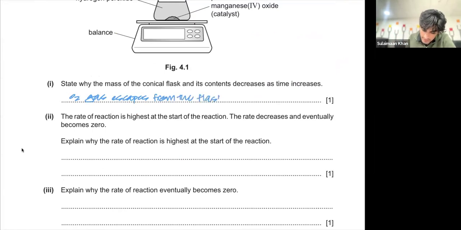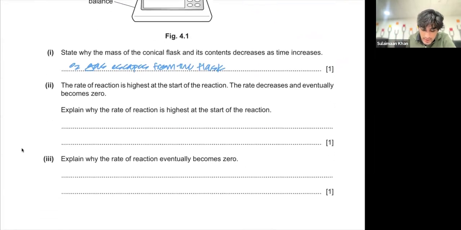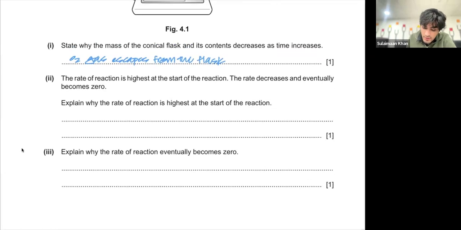You should read the questions yourselves outside too. Okay, I'll write it. The rate of reaction is highest at the start of the reaction. Why is it highest? Because at the start you have the maximum concentration of reactant particles, which means more collisions, the frequency of collisions increases, the total effective collisions increase, and the rate of reaction is therefore the highest.